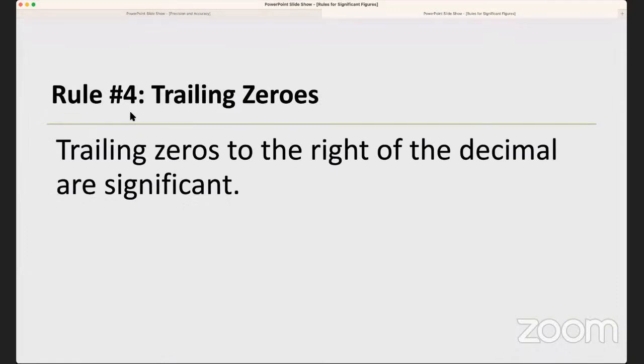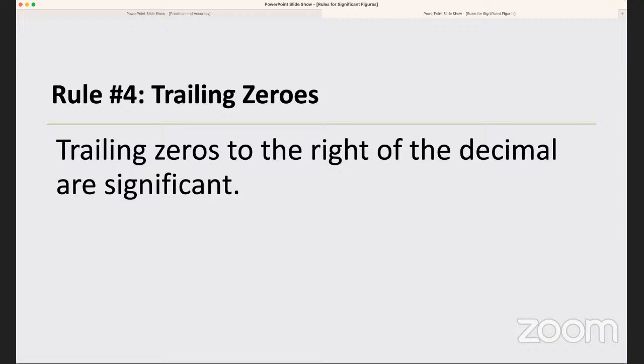Rule number 4, trailing zeros to the right of the decimal are significant. So we will define trailing zeros as zeros that come at the end of the number and also after a non-zero digit. Because if the zeros come before a non-zero digit, those are leading zeros. If the zeros are sandwiched between two non-zero digits, by default, they're significant. So you don't count them as trailing zeros. So trailing zeros are strictly the zeros at the end of a number.